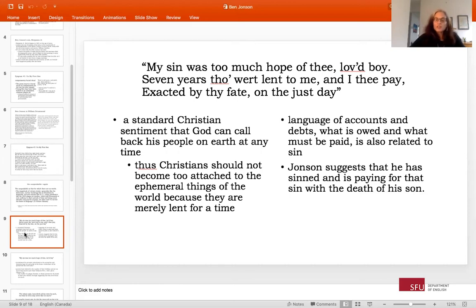So the boy was only lent to the father, and that's a standard Christian sentiment that God can call back his people on earth at any time, that they're just loans. And you know, Christians should not become too attached to the ephemeral things of the world, including the people, because they are merely lent for a time. So the boy is a debt in this sense that must be paid back when called for on the date that the debt is due to be repaid, that is, on the just day.